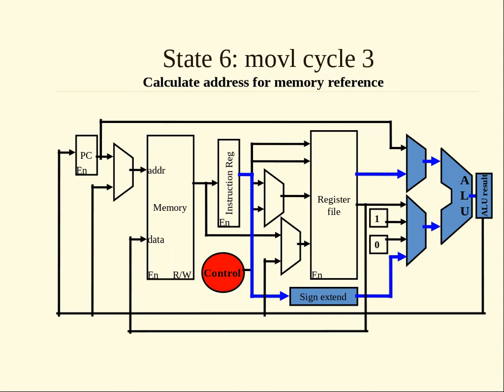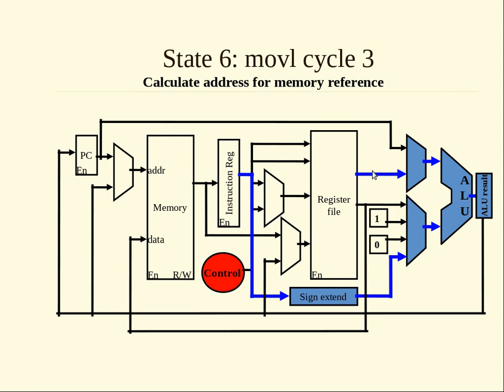Alright, so we go back to fetch, execute the next instruction. Let's go and look at move L. So notice that this is cycle 3 of move L. Cycle 1 and 2 were used to fetch the instruction decoded, just like with our add and our AND. But now we're going to do the move L.